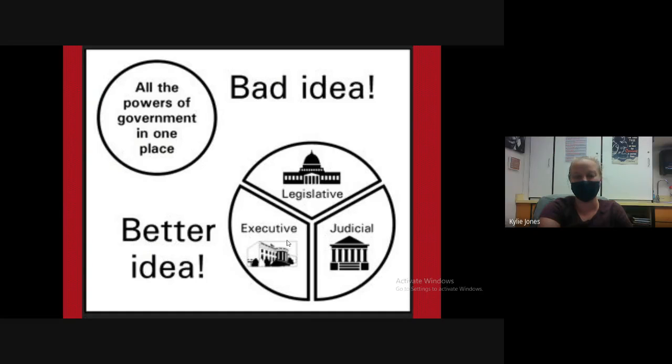They think that all powers in one spot is a bad idea, and that if you break up the different parts of the government and give different people different powers, it's a good idea, which is how we have our government on the right over here. Our government is split up into the legislative branch, the executive branch, and the judicial branch, which you guys will learn about in junior high and high school.